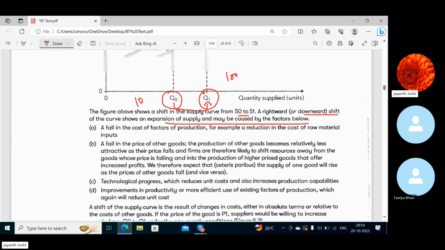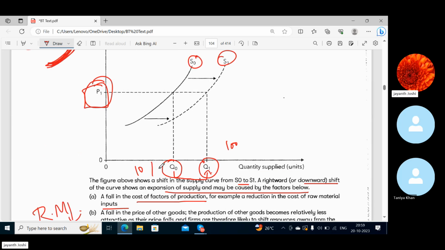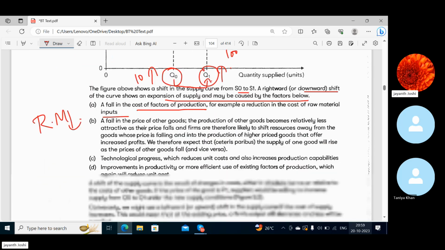So what has happened? A fall in the cost of factors of production, for example, a reduction in the cost of raw material inputs. So the raw material prices have gone down. The cost has come down. Because the cost has come down, the production will be more and the supply will be more, right? Yes or no? Tell me. Yes, sir. Because they may earn more profits, right?